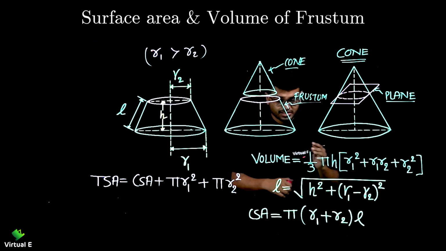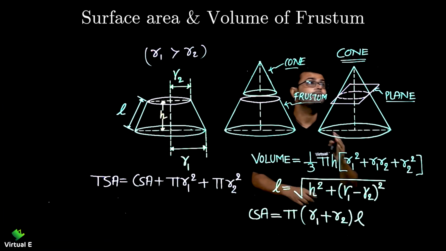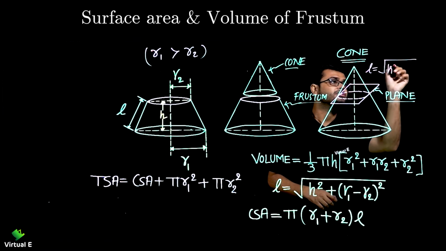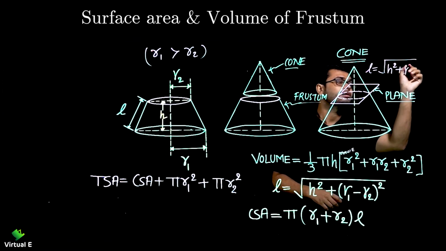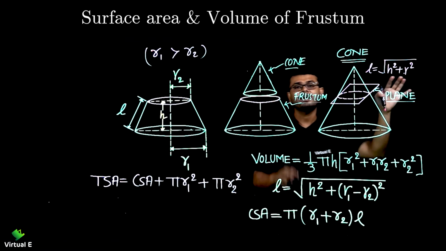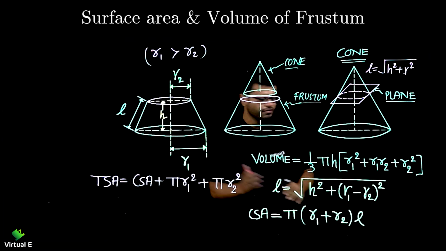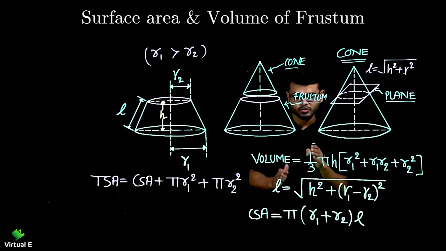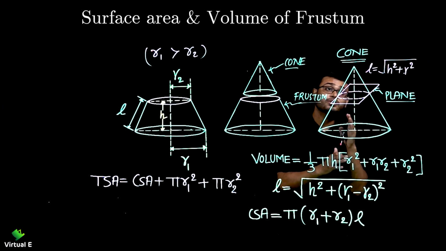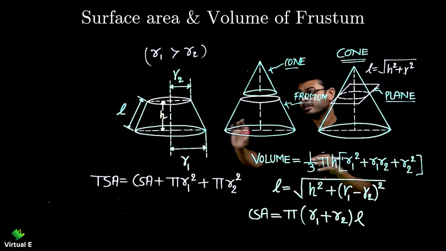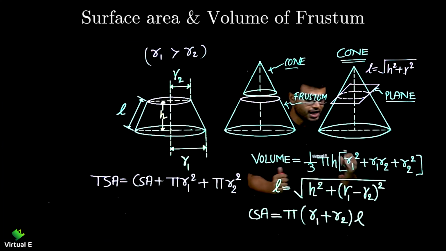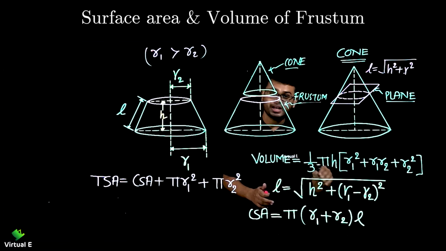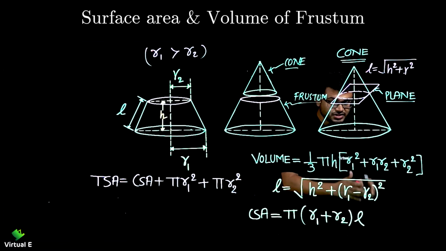Now the slant height formula. Slant height for the cone, we already know, we write in terms of the square root of h square plus r square. Here we have two radii, so what are we going to do? We are going to subtract and then take the square. Remember, the formula is kind of the same here also. 1/3 pi r square h was there in the case of the cone, but there are variations. There are two different radii here, so r1 square plus r1 r2 plus r2 square. And for slant height, h square as it is, but there are two radii, so r1 minus r2 whole square.